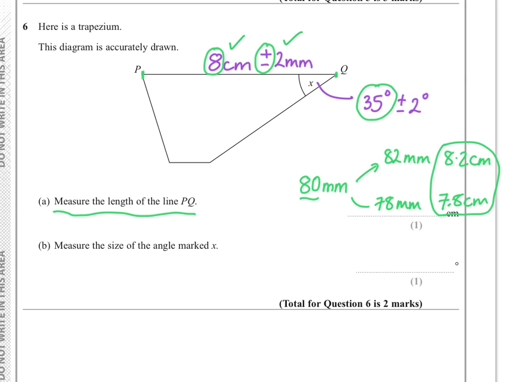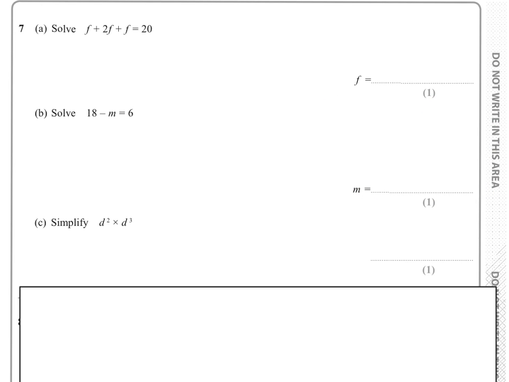So that's question 6. Question 7. To solve this equation, first of all, let's simplify the left-hand side. And we'd have f plus 2 more f's plus 1 more would be 4f equals 20.